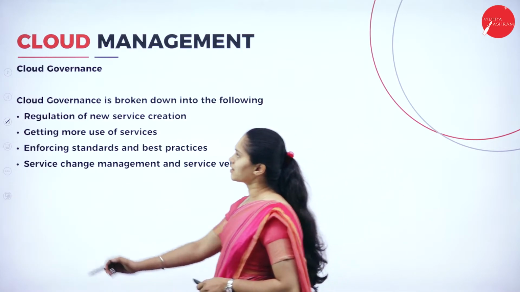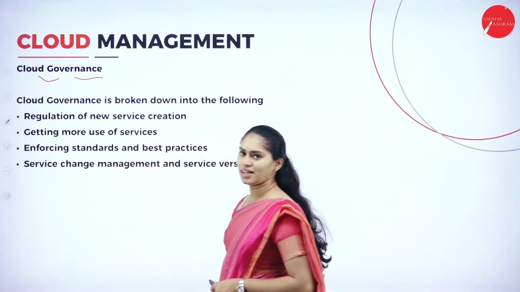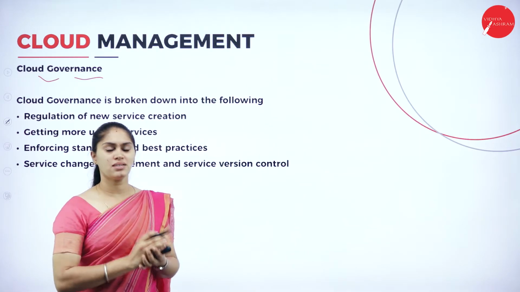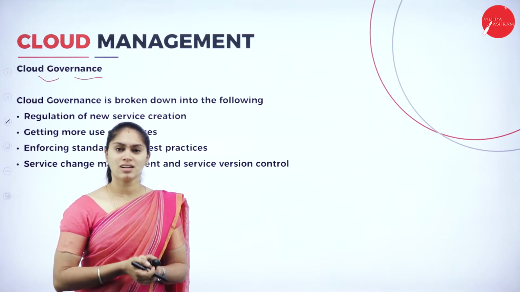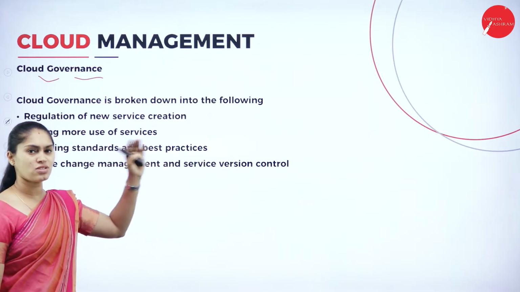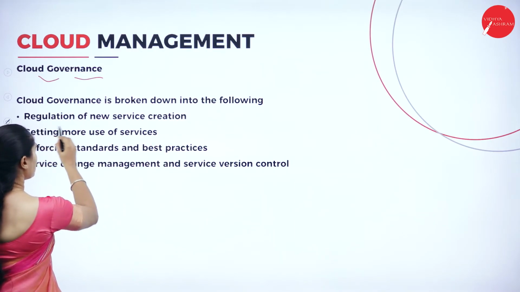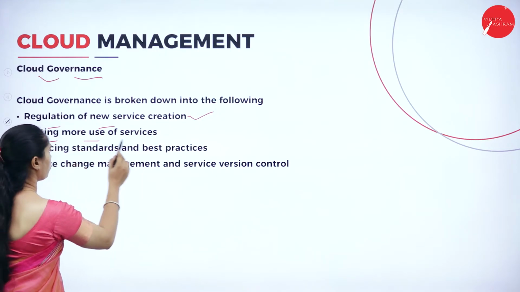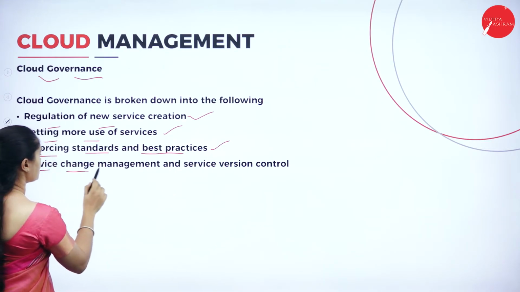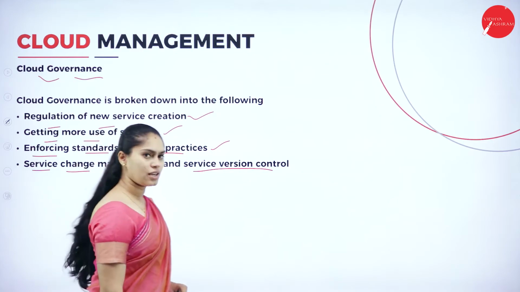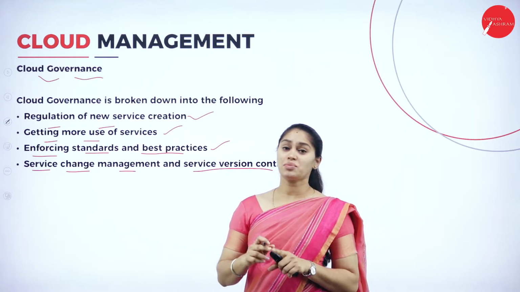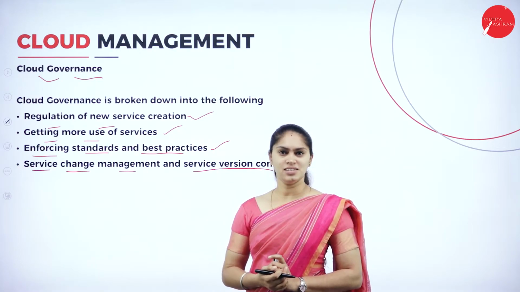We'll see about cloud governance. Cloud governance means there must be some fairness, standards, or framework in order to work with a cloud. When cloud governance comes into existence, it is broken into some categories. It includes regulation of new service creation, getting more use of services, enforcing standards and best practices, and also service change management and service version control. As we know, governance means there must be some standardization or framework in order to utilize the services.